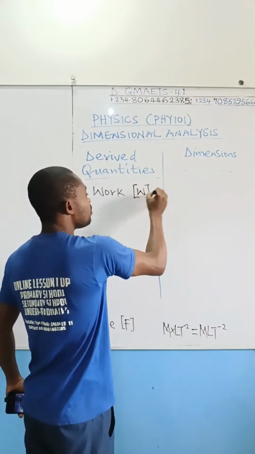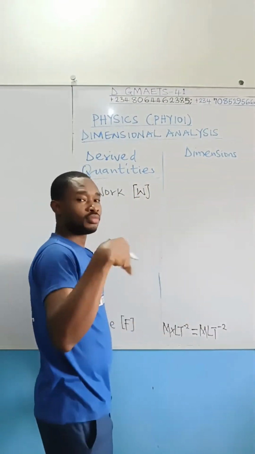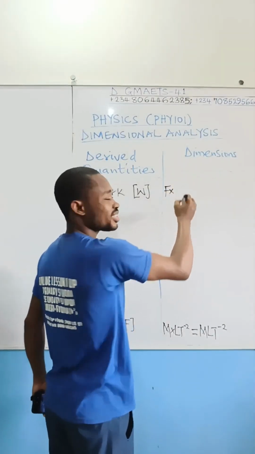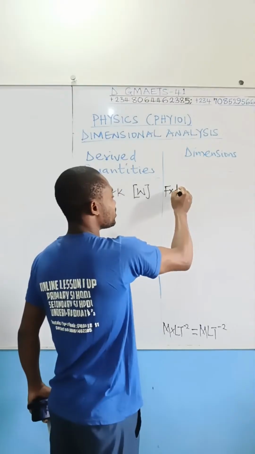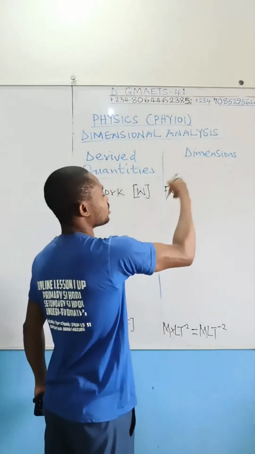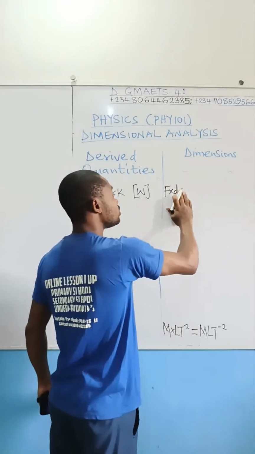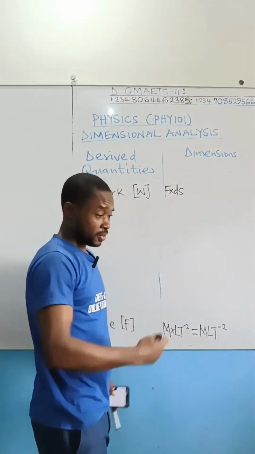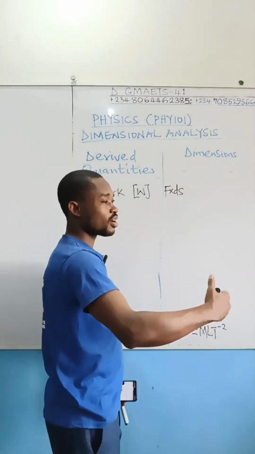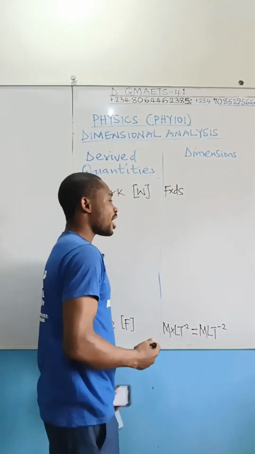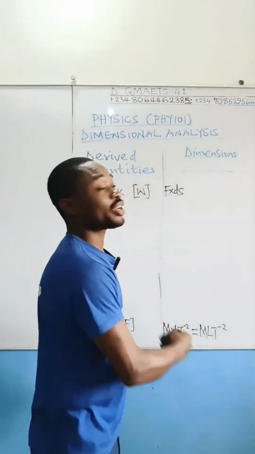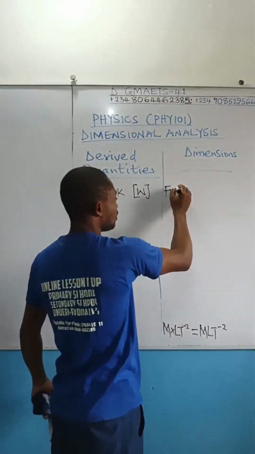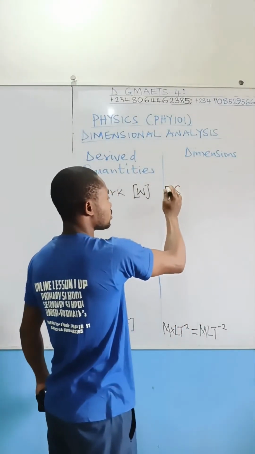So the dimension of work is given from force times displacement, F times ds, where dx or s is the displacement, the change in position giving you distance covered in a specific direction. But I don't want to bring calculus in here yet, so let me just write it: force times distance, Fs.